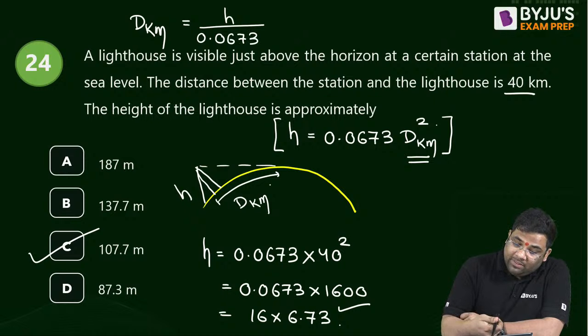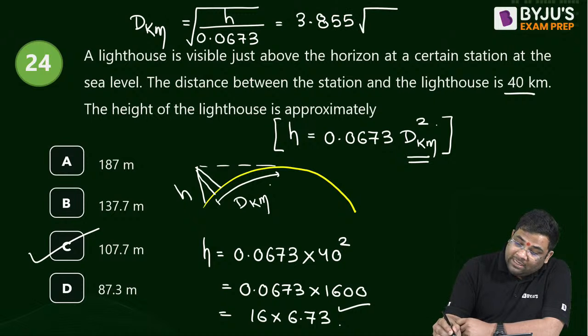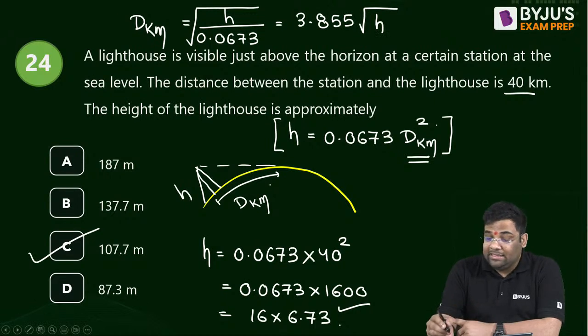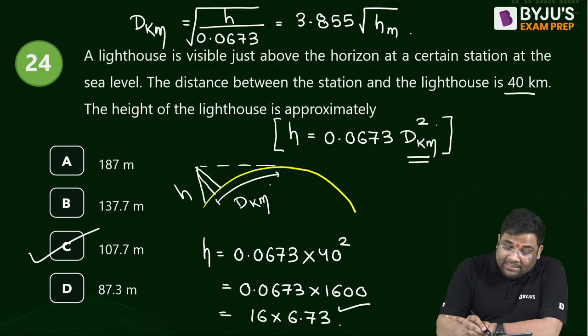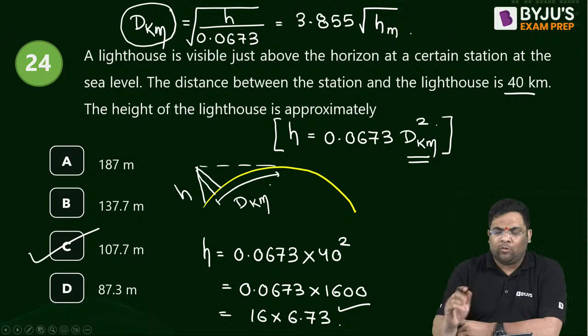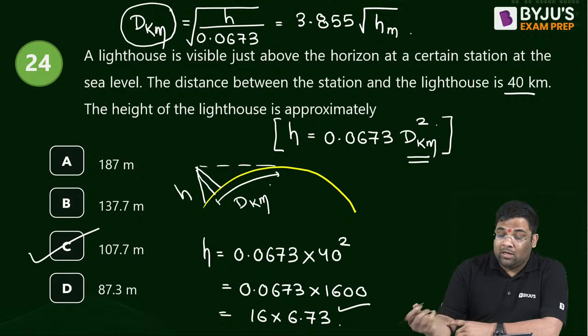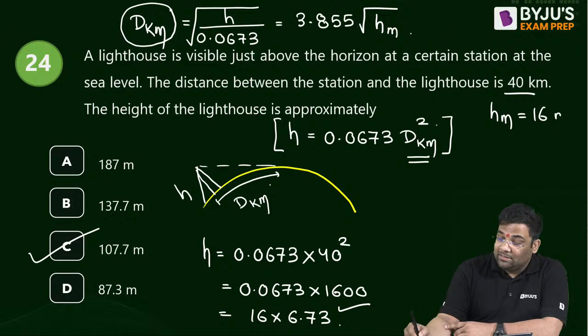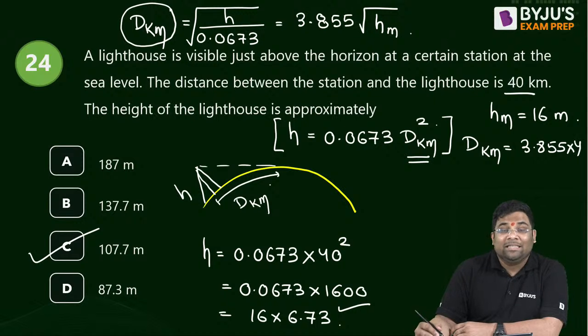0.0673. So from here, if you take the square root, you will get 3.855 root under h. Just remember, this h is in meter and this d is in kilometer. So suppose they give a question, that lighthouse is just visible and lighthouse height is 16 meter. Then what we can say about the distance? This will be 3.855 into 4, right? In kilometer.